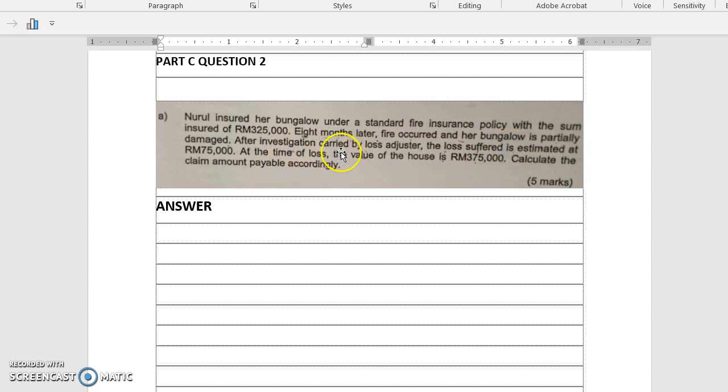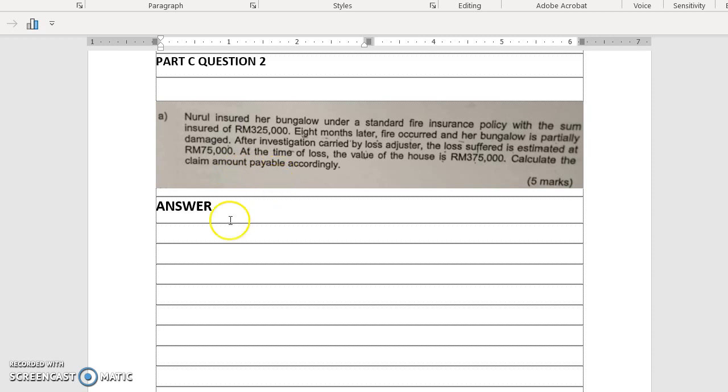After investigation carried out by the loss adjuster, the loss suffered is estimated at 75,000. So your total loss during the damage is 75,000. At the time of loss, the value of the house is 375,000. So now we have to calculate the claim amount payable by the insurance company.